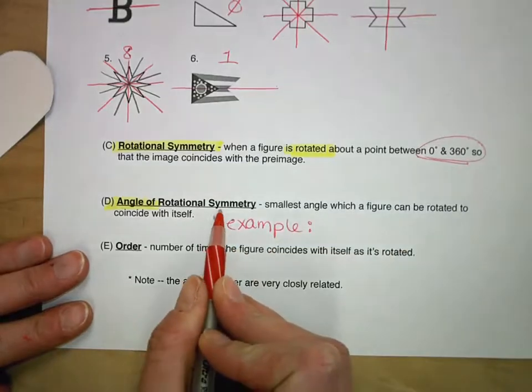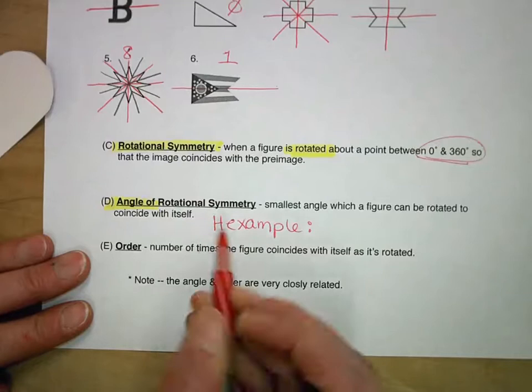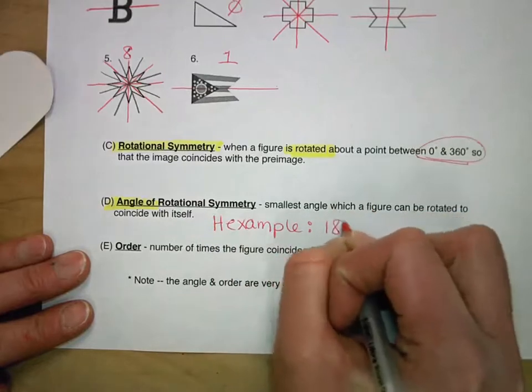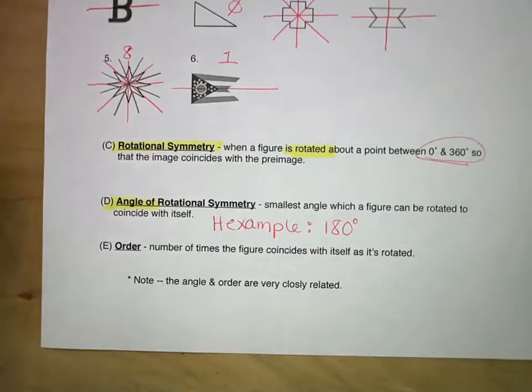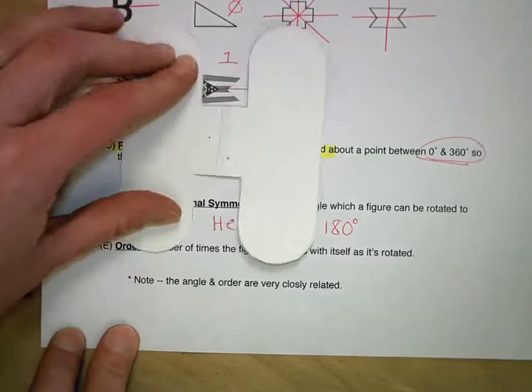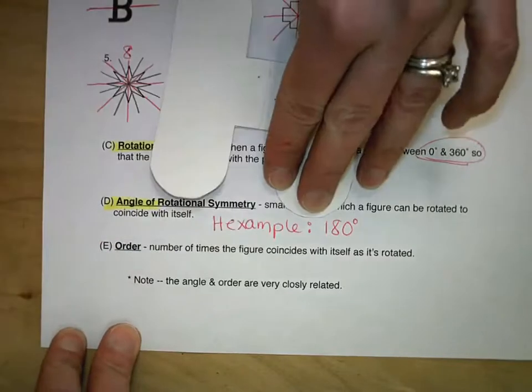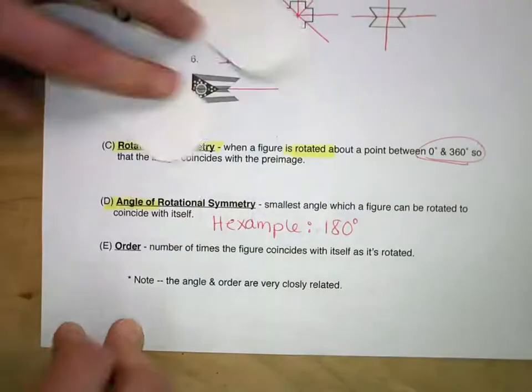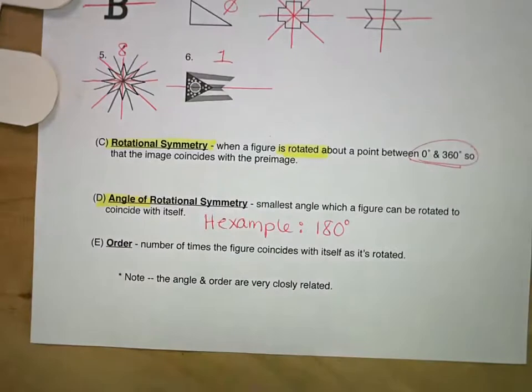You'd have to turn it all the way upside down, so the angle would be 180 degrees. Because every time you turn this 180, it lines up, right? So the angle would be 180.